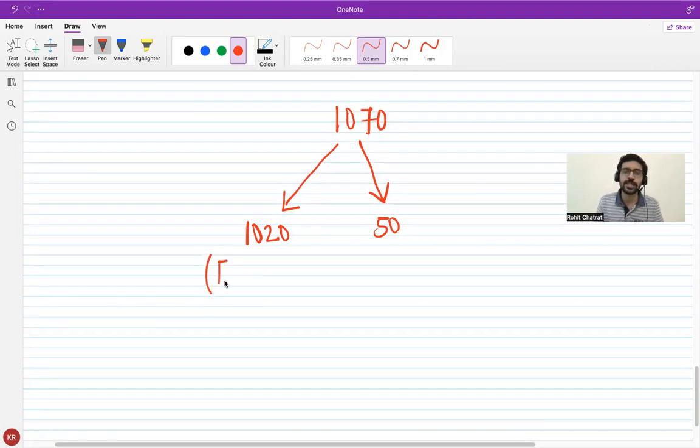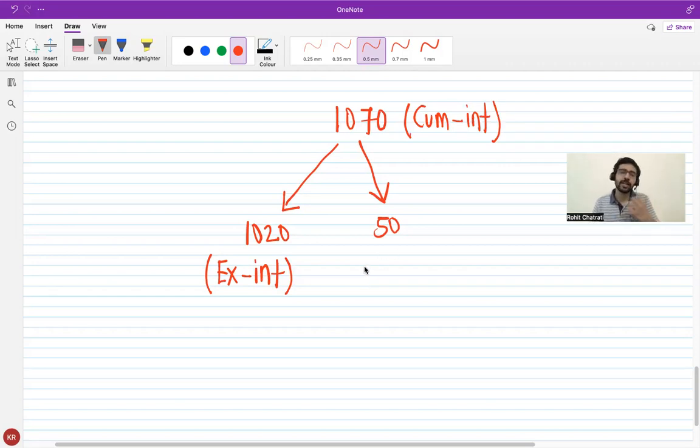This you can also call the ex interest price, while this is actually the cum interest price. And 50 is what you're actually paying for the interest piece, because he was holding the bond for a period of 5 months.